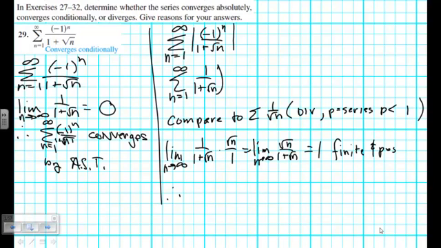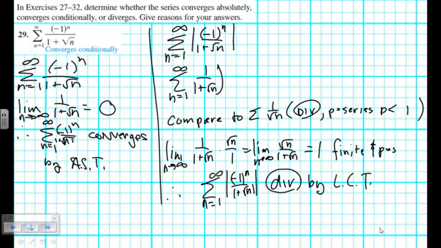Therefore, the original, which is the absolute value series from 1 to infinity, diverges, because if this diverges, that also diverges. We were comparing it to a divergent series, so it diverges by the limit comparison test. This thing and that thing always have to match if we did the job right. So it converges, but not absolutely.